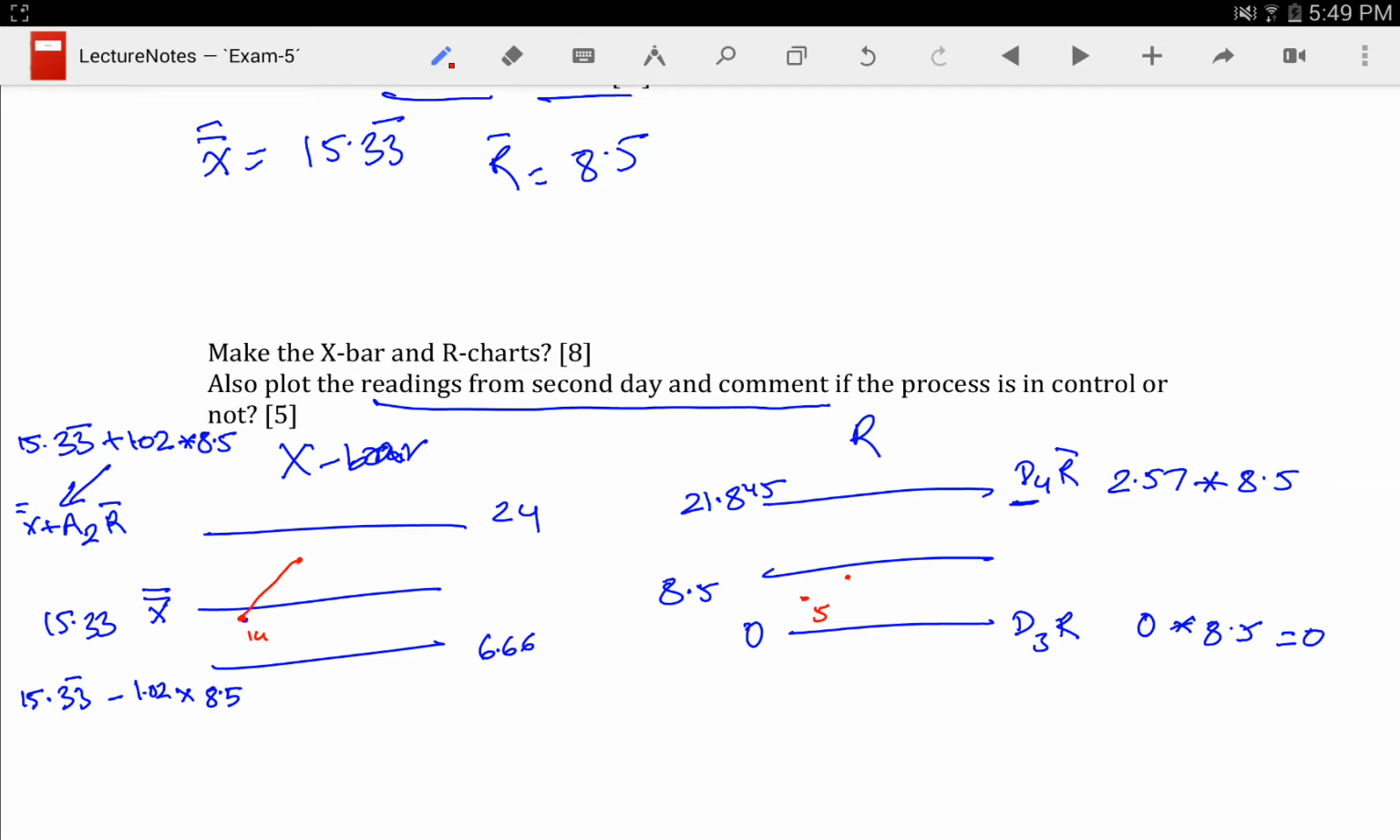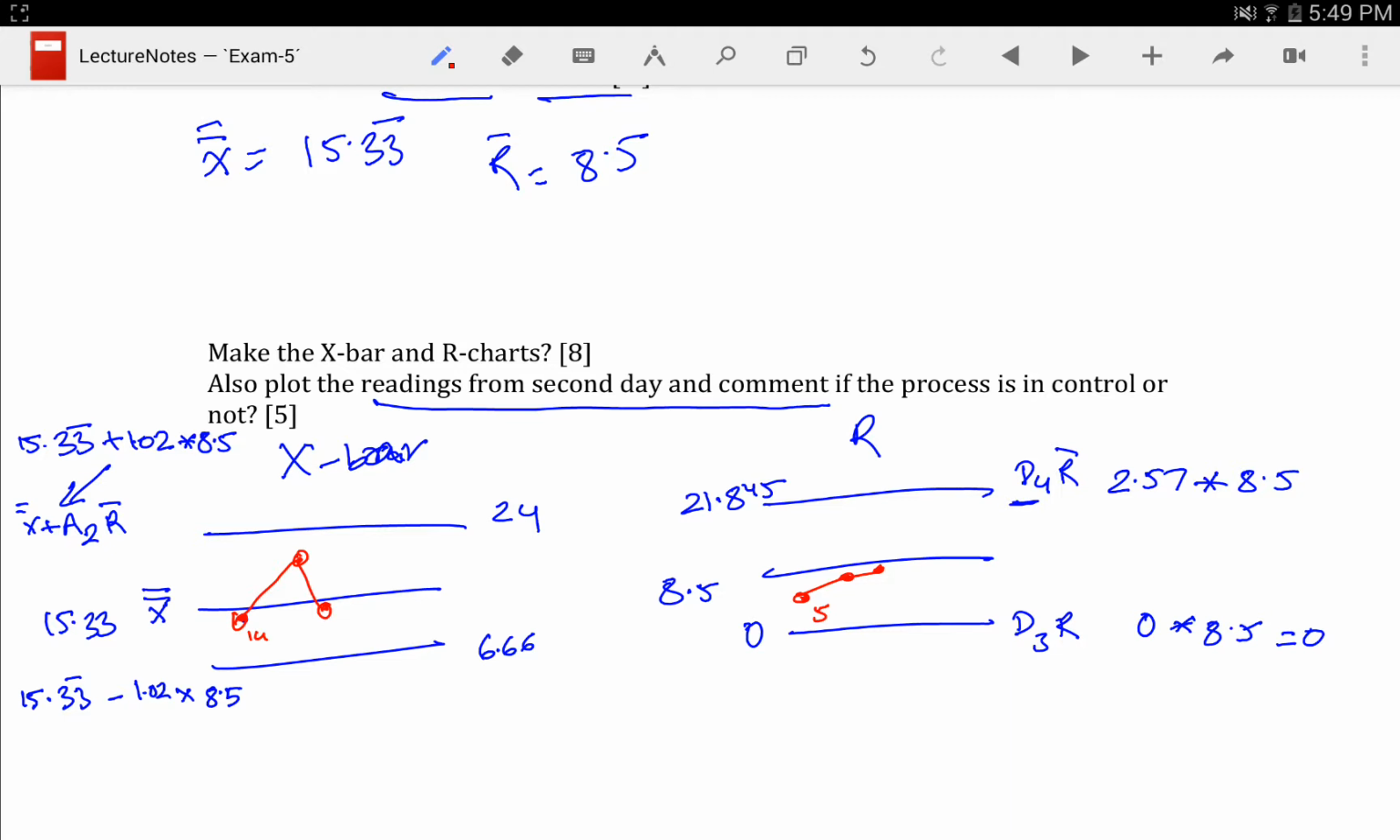It's good to draw the line. The third reading, we calculated, was 15 and 8. The x bar was 15, so 15 is somewhere here. The R was 8, so it's somewhere here.